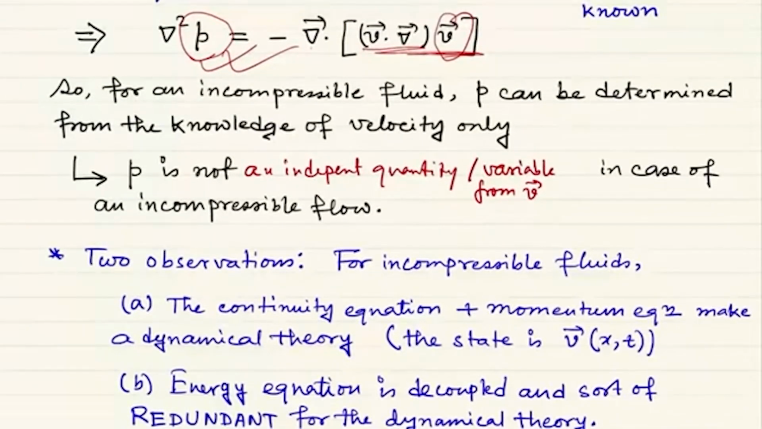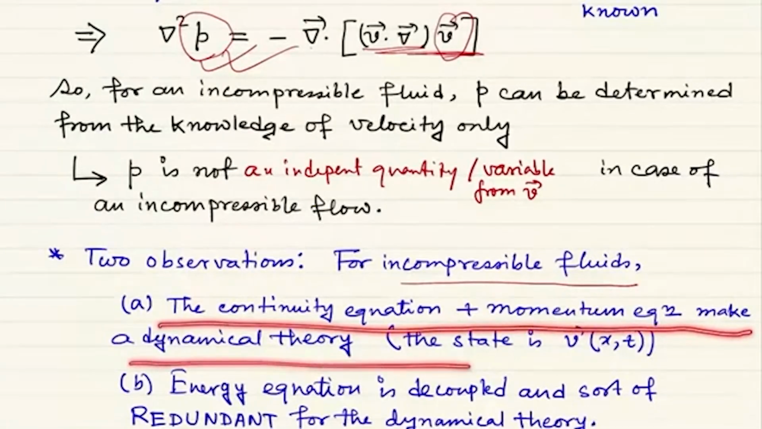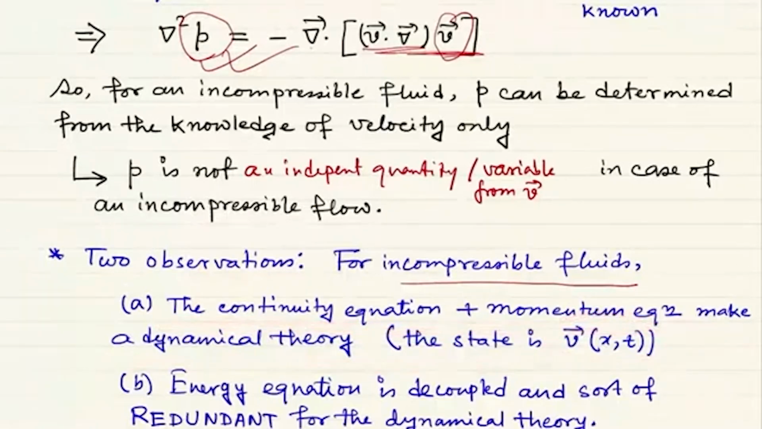So, the two observations I just made: for incompressible fluid, the continuity equation plus the momentum equation make a dynamical theory. The state is only V. Rho is a state, but rho is trivial because it is a constant. Its evolution equation is there, but this is nothing but dρ/dt, or ∂ρ/∂t. Both are actually 0. So that's something very interesting to understand.